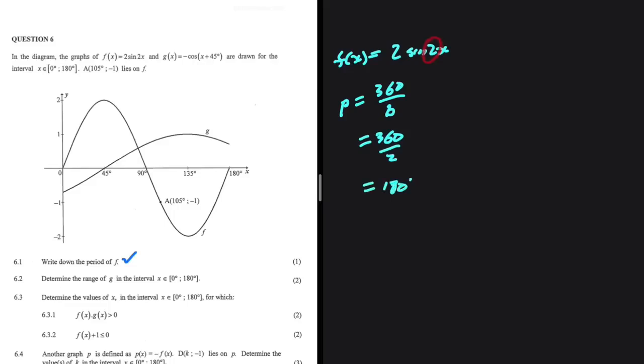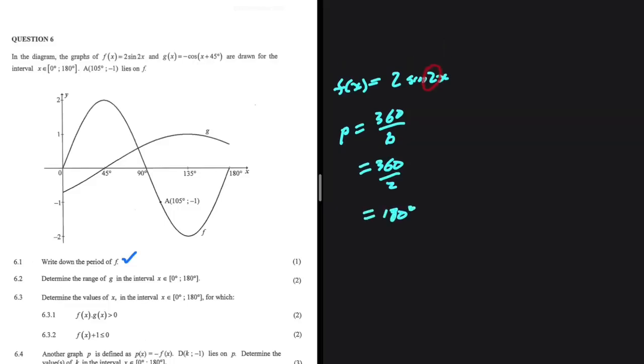Write down the period of f. Okay, so let's take a look. We have f of x, which is equal to 2 sine of 2x. So what will be the period of f of x? Let's go ahead and find out. The period is given by 360 divided by b, b being this value that we have right here, the coefficient of x. In our case, b is equal to 2. So we're going to have 360 divided by 2, which is equal to 180 degrees. So this is the period of f.